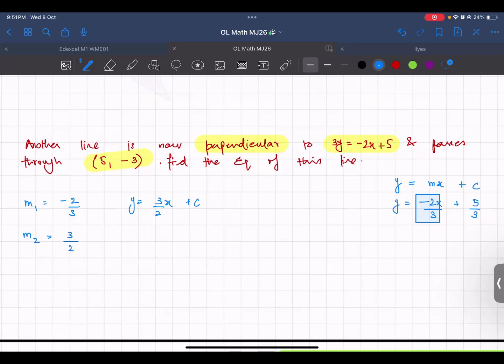And this line is passing through this new point. So y is minus 3 upon 2 times 5 plus c. So minus 3 is 15 upon 2, which is 7.5. So minus 3 minus 7.5 is equal to c, which is minus 10.5. So the equation becomes y is equal to 3 upon 2 x.